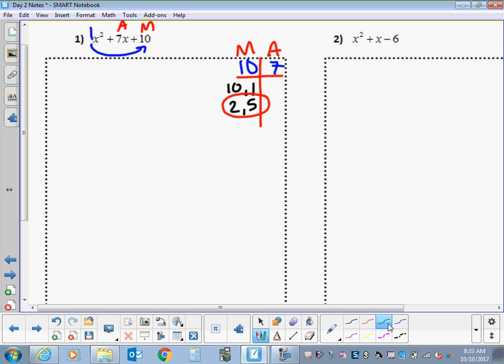All right, from here, pay attention. I'm going to pull down my first term. My first term is x squared. If you want to write 1x squared, you can. But you'll get into the habit of knowing it's just x squared. And then I pull down my last, which is positive 10. So I have x squared, space, and then positive 10.